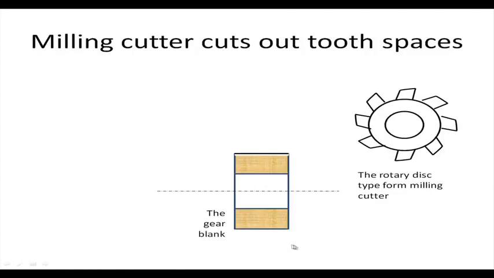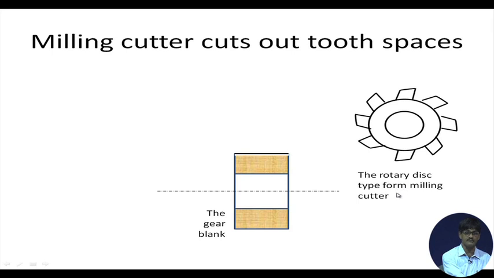So, this is the cutter. It rotates about this axis. The axis is vertical to the plane of the paper or the screen. So, it is called rotary. Disc type, obviously it is shaped like a disc, its width perpendicular to the plane of the screen is much smaller. Form milling cutter, in the next view we will see the form that it has.